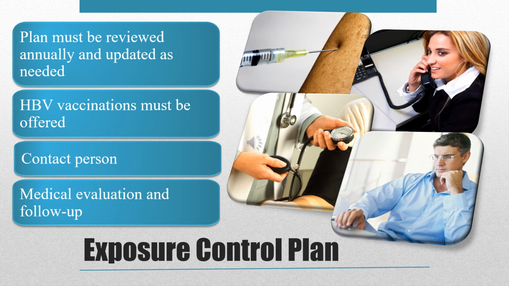It must have the following elements: documentation of the route of exposure and circumstances surrounding the exposure, identification and documentation of the source individual. North Carolina requires that the source individual be tested unless the individual is already known to be positive for HIV or HBV. Results of the test are to be provided to the employee, but the employee must be made aware of the confidentiality requirements regarding this information.